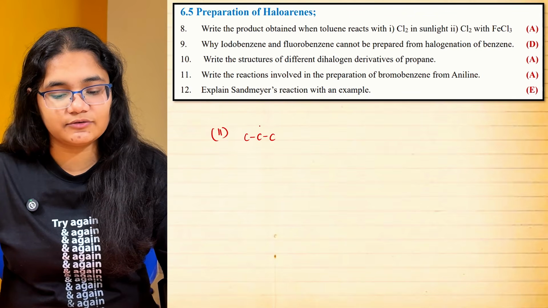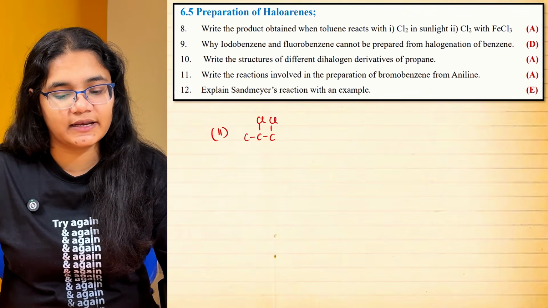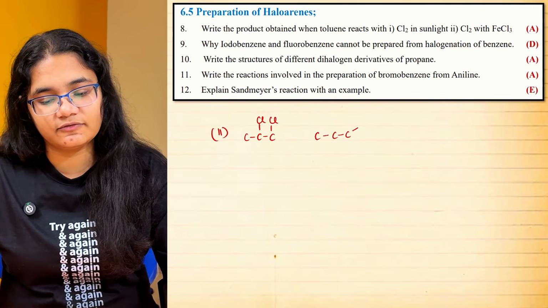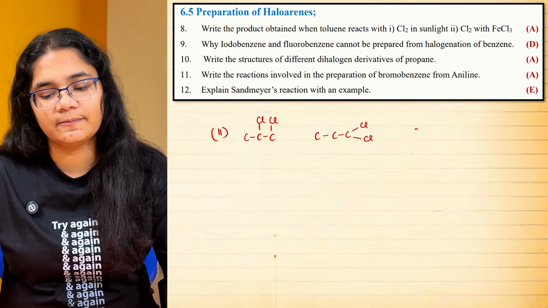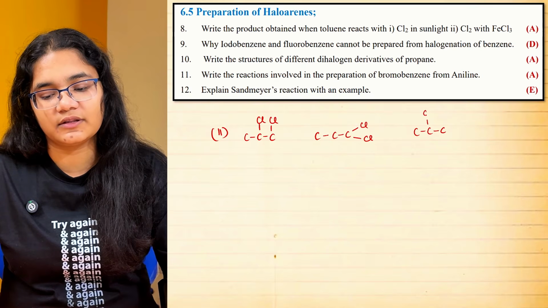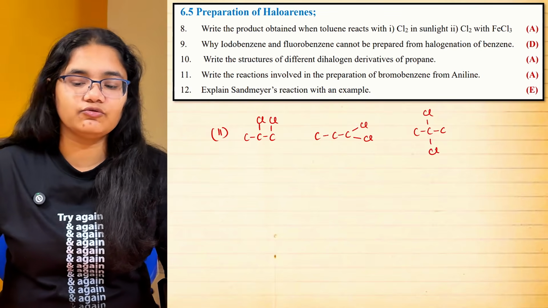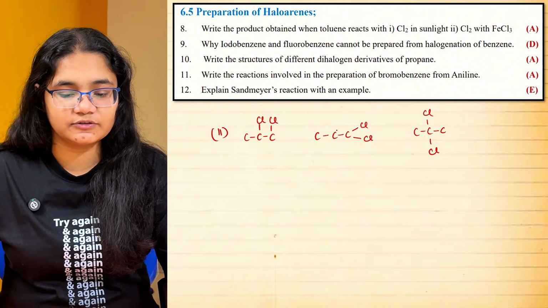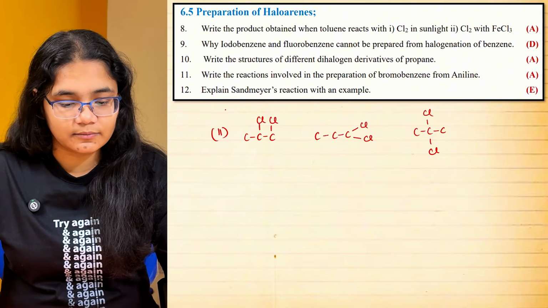Dihalogen derivative means you have to write different products. One is I can have 2 carbon, 2 chlorine. The second possibility is on the first carbon, we are having two chlorines. The third possibility is on the second carbon, we are having two chlorines, right? So you will have three different isomers possible. So this is actually question number 10.